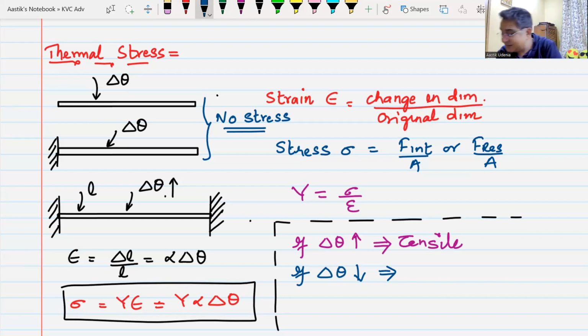When the temperature decreases, the rod wants... the logic is, when the temperature increases, the rod wants to increase in length, but it is not allowed to increase in length. So the stress is tensile. If the temperature decreases, the stress is compressive. Do we understand this?